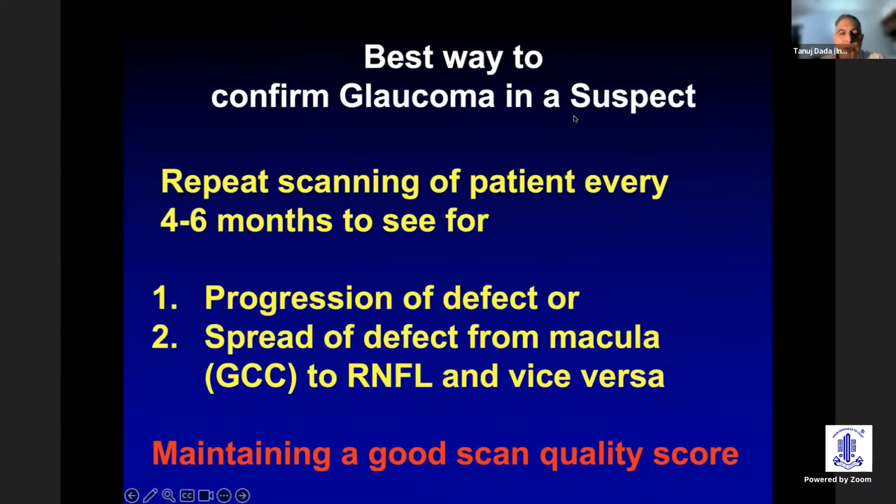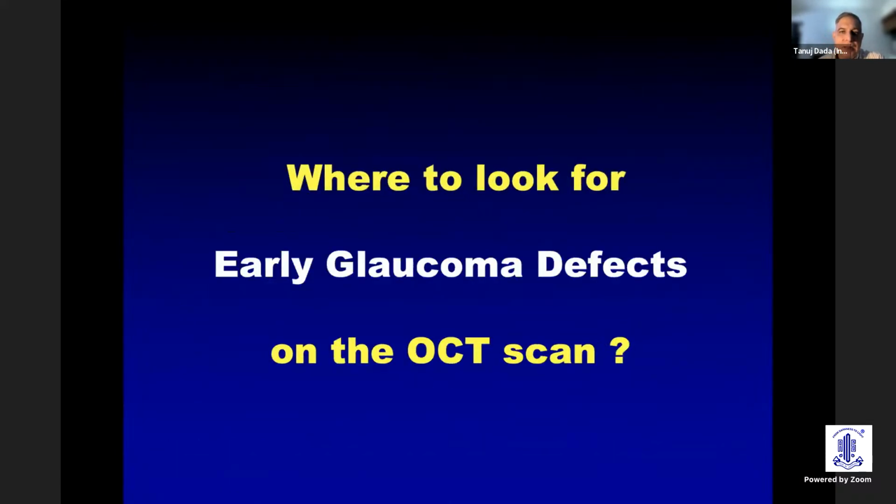So the best way to confirm glaucoma in a suspected patient is to repeat the scanning of the patient every 4 to 6 months. And if you have progression of a defect or a widening of the defect with the same quality scan score, that confirms the diagnosis of glaucoma instead of relying on a single scan diagnosis.